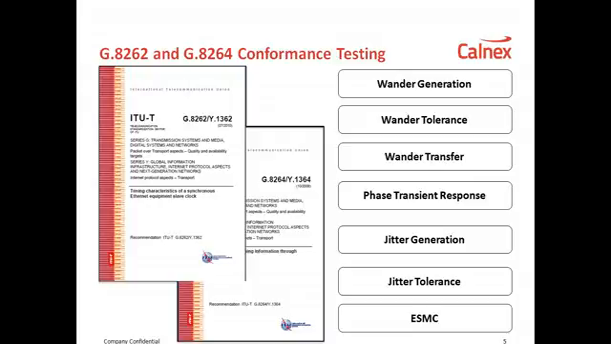These recommendations also specify testing and performance methodologies. So these testing methodologies include tests for wander, jitter, as well as ESMC, which is a management message type. All of these tests and requirements and performance limits are specified in these ITU-T standards, once again giving an operator a set of guidelines to be able to deploy synchronous Ethernet in a network.